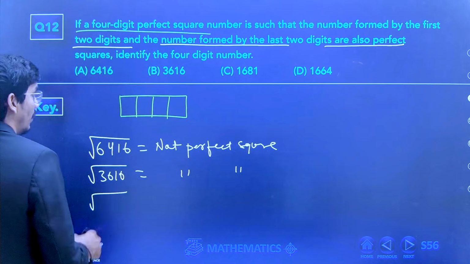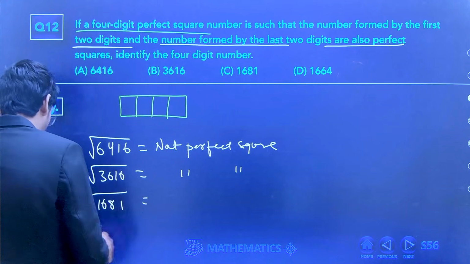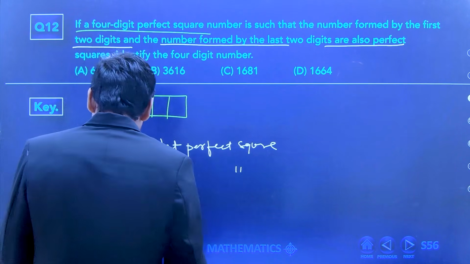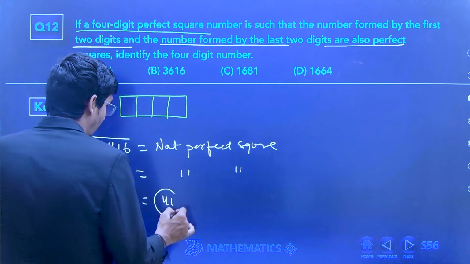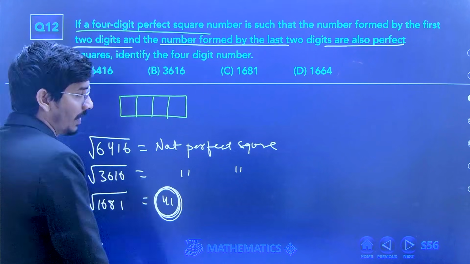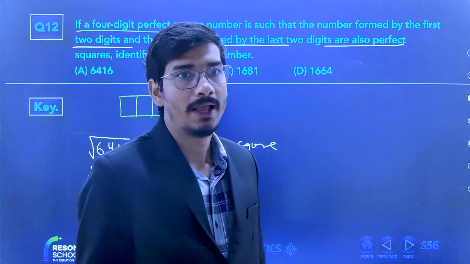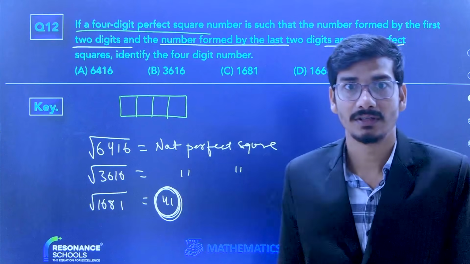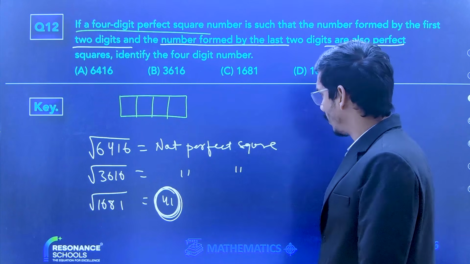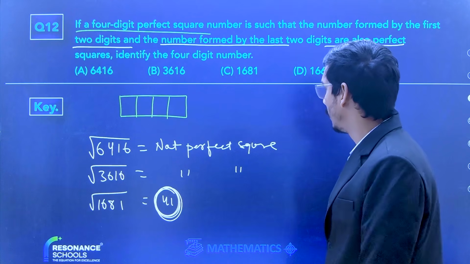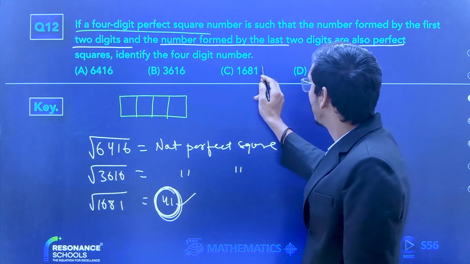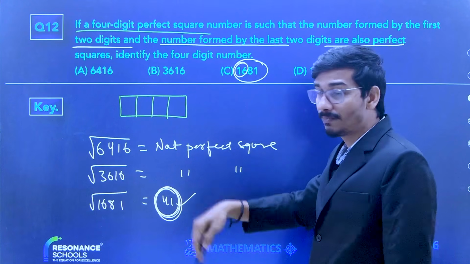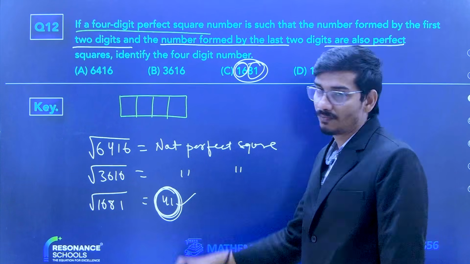Third option, 1681. When you find the square root of 1681, it becomes a perfect square of what? 41. 41 का square is 1681, and in that number the first two digits are also a perfect square and the last two digits are also a perfect square.